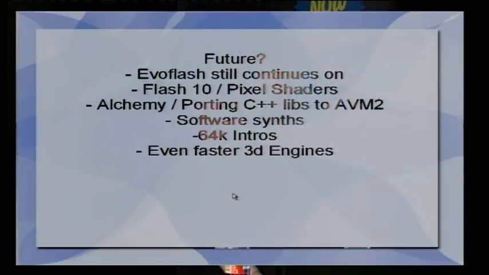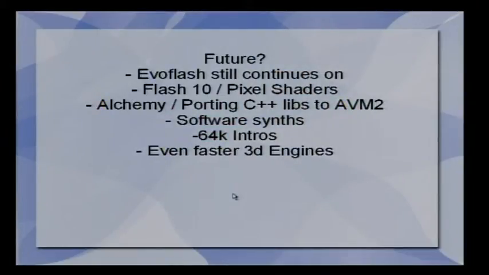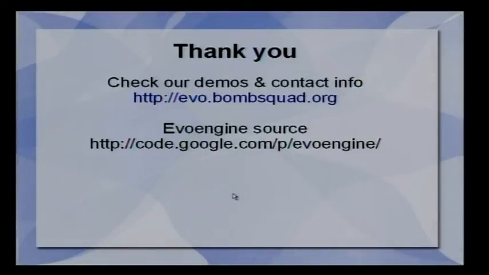Okay, a few slides left, a bit over time, but anyway. Future, we're still going on. We have intros and stuff like that coming out this year, perhaps for other parties too. Now we have pixel shaders. We can port C++ libs to AVM2 using Alchemy. Software synths are now trivial to create. 3D engines can be fast, and that's about it.